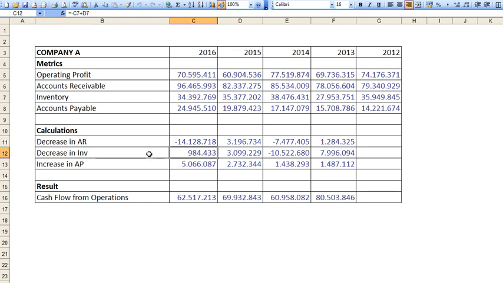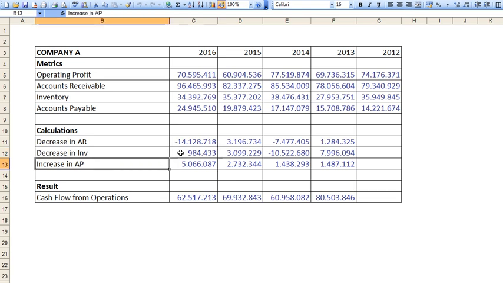So decreasing inventory is a good thing in terms of cash flow. In this case, we do the same calculation that we did for AR, accounts receivable. So we look at minus C7 plus D7, which means, in other words, we subtract the 2016 metric from the 2015 metric. In our case, inventories went down from 35 million to 34 million something, and this resulted in a decrease in inventories of 984,433, which is an upside for the cash flow.